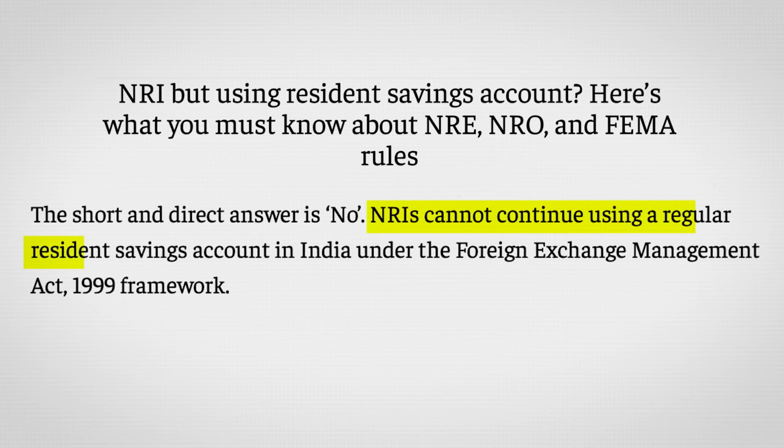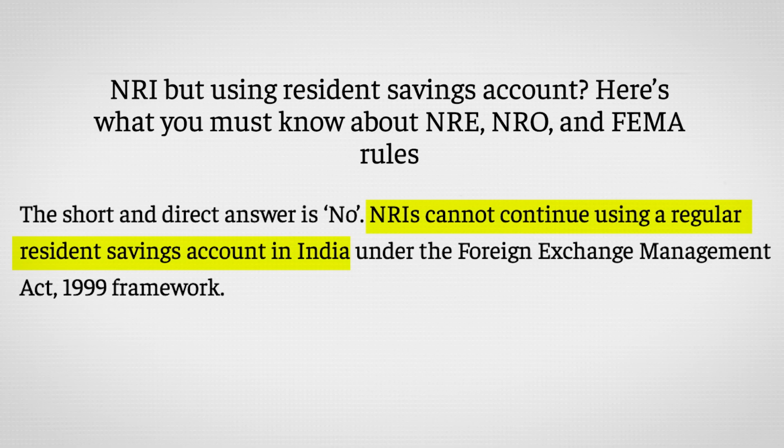One very common mistake I have seen is people continuing to use their old resident savings account in India even after becoming an NRI. It feels harmless because you have always used it. But under FEMA, this is not allowed and it can create compliance issues later.